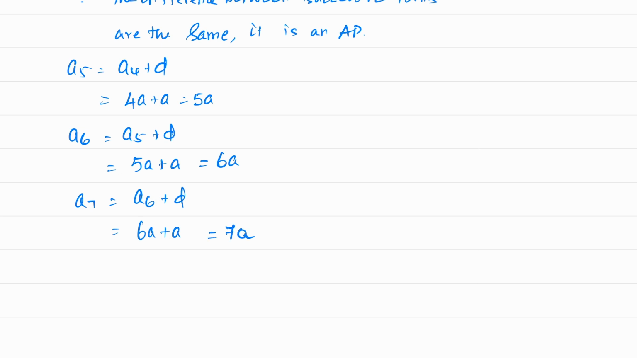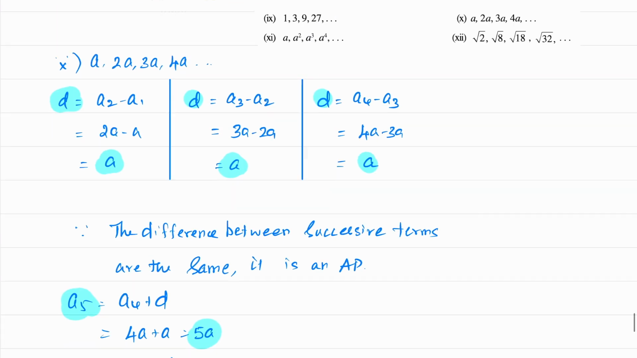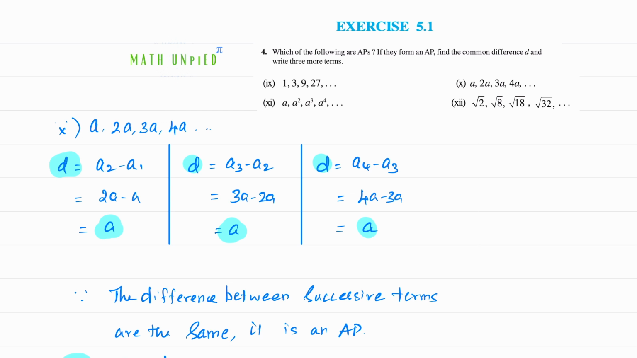We have A5 equals 5A, A6 equals 6A, and A7 equals 7A. So how will this series go on? So this will be 5A, 6A, 7A, and so on.